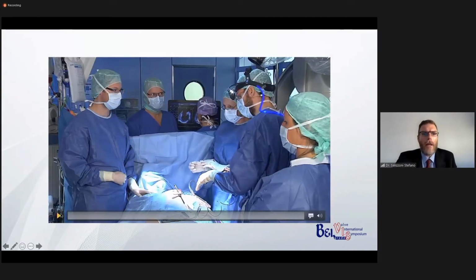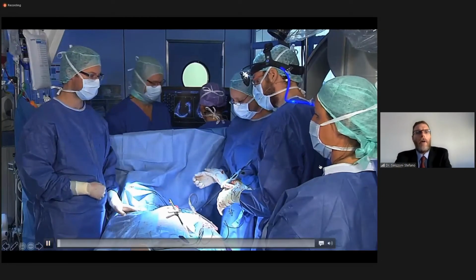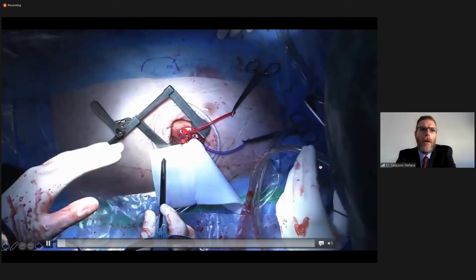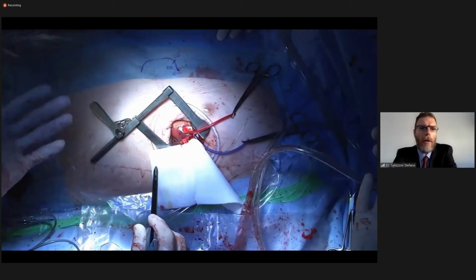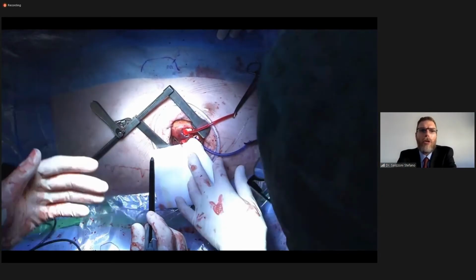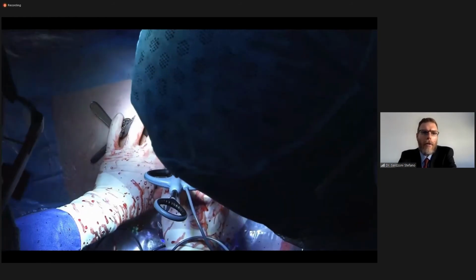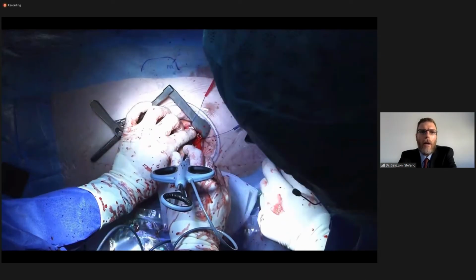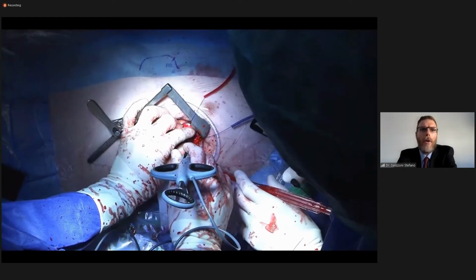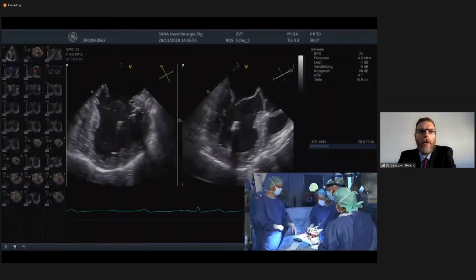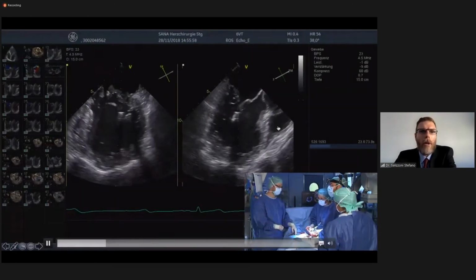This is a quick intervention I made in a congress in Germany, just to show you that actually it's easy after a good learning curve. So you enter with your instrument in the posterolateral wall. This is important, not from the apex.